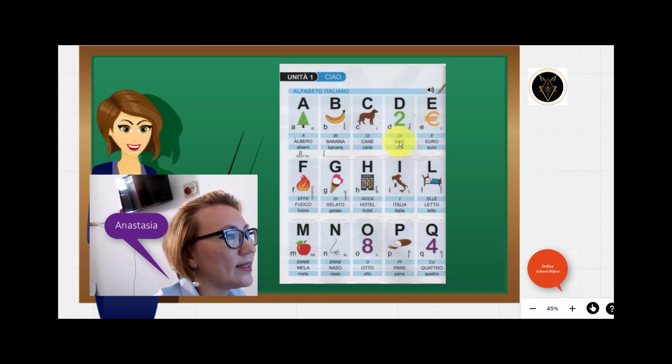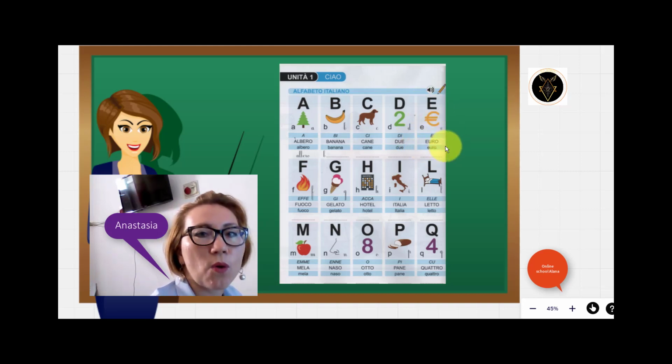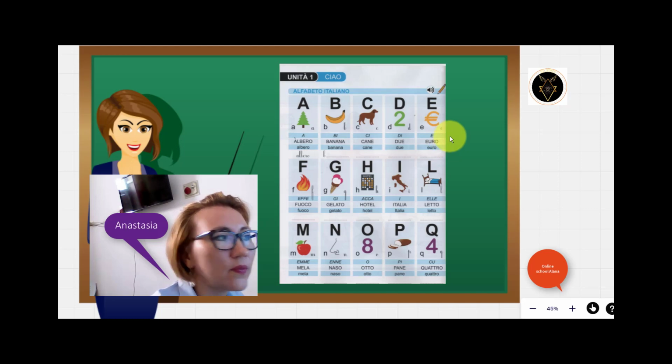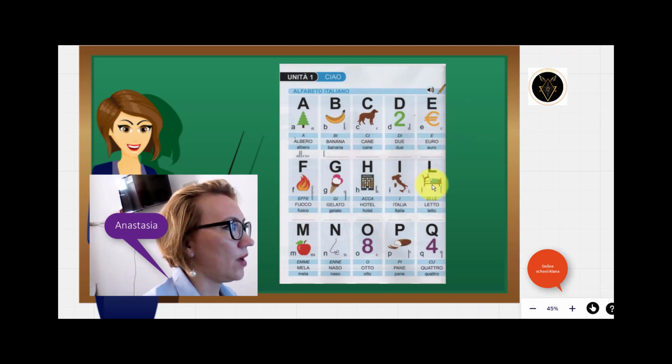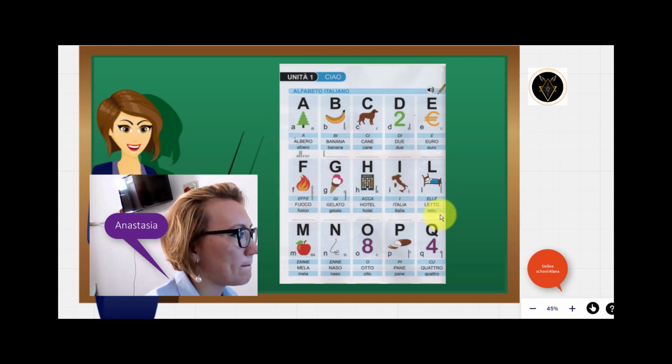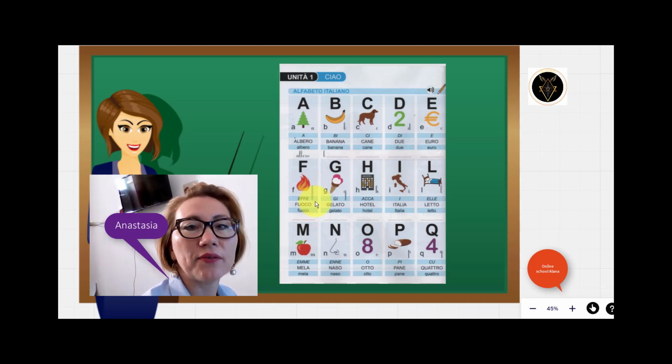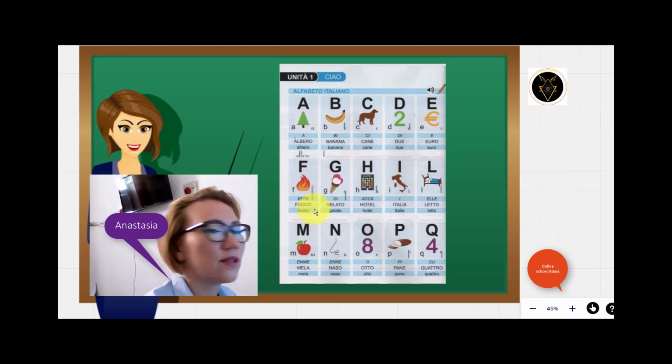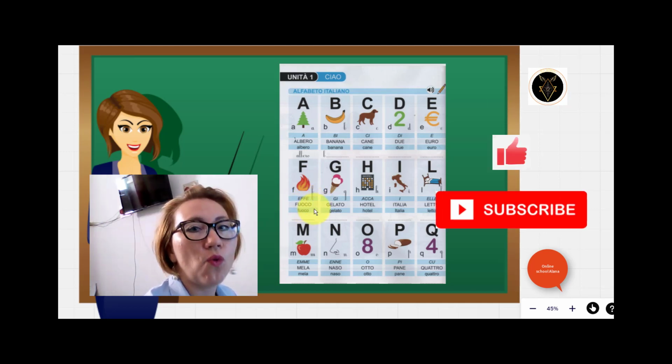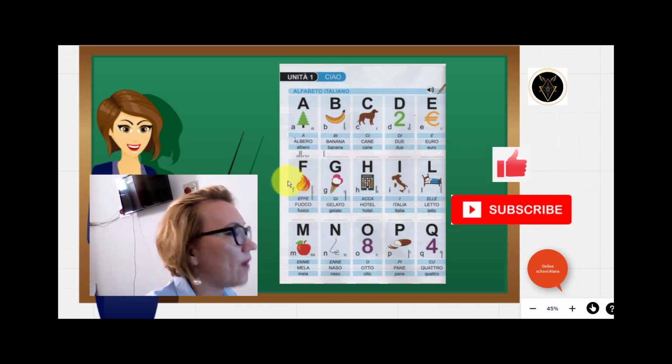and the example is due, that means number two, due. And the last letter in this line is E, euro, that means euro. And now we are going to move to the next line, and the first letter is F, and the example is fuoco, that means fire.